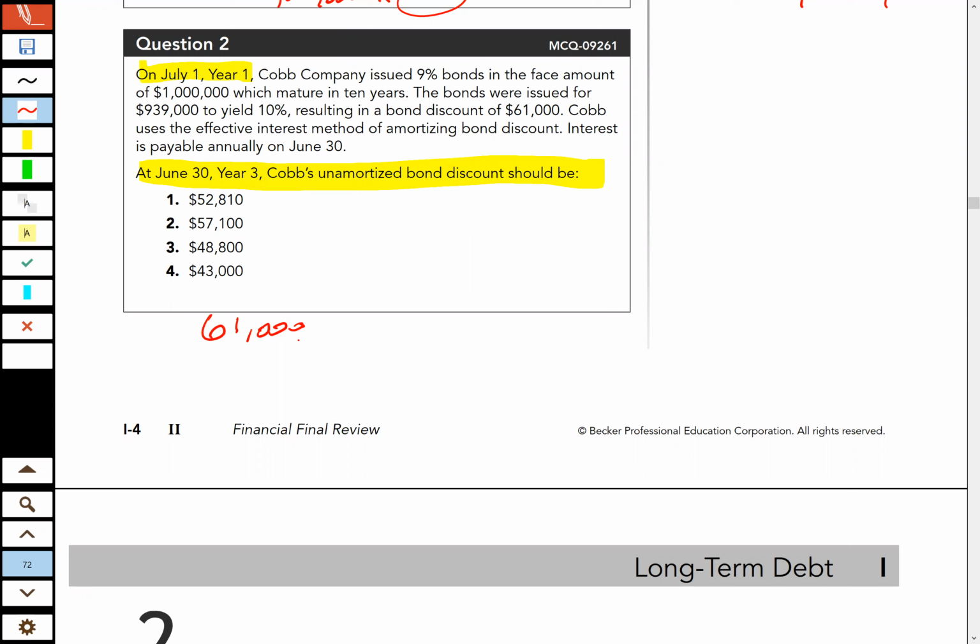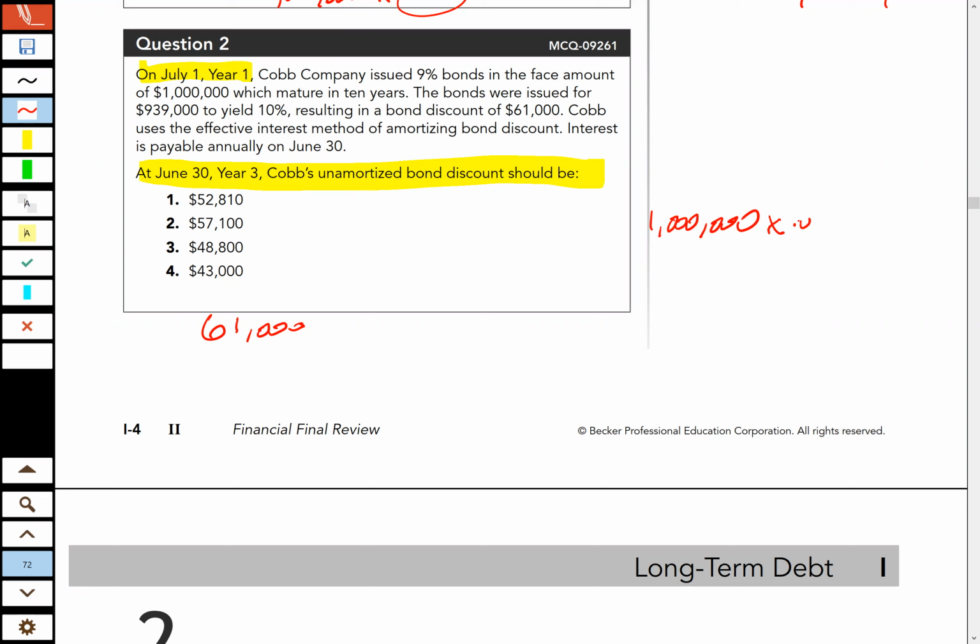Okay. So I look at the choices, and sometimes the choices have a number bigger than the original discount. You could immediately eliminate those. Here, no, all the numbers are smaller, right? So I'm going to have to work on this. Okay. So I say, I'm going to amortize this discount. And they tell me that it was a $1 million bond.